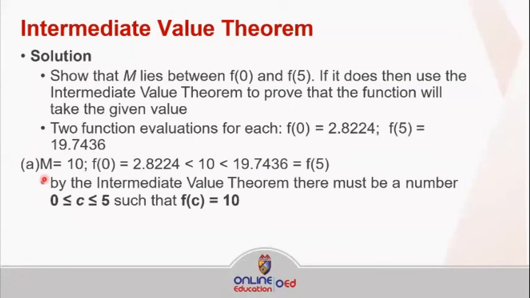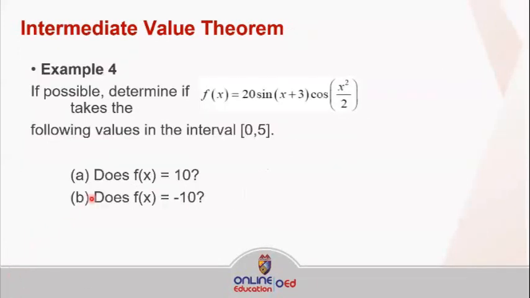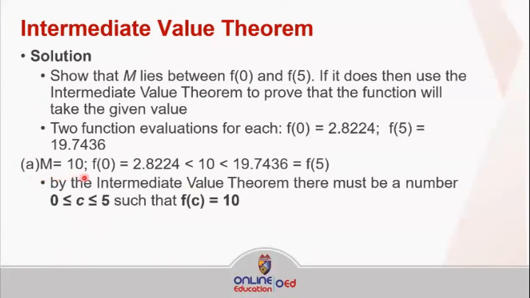Then for the problem number 1, letter E, we need to know kung yung f of x natin is 10, and for the next, if yung f of x natin is negative 10. For the letter A daw, yung M natin is 10, we have yung f of 0 natin is 2.8224 less than 10 less than 19.7436. So, yung value natin is in between naman siya, yung 10 na value na to. Therefore, by the Intermediate Value Theorem, there must be a number c, 0 less than or equal c less than or equal 5, such that yung f of c natin is equal sa 10. So, pasok naman siya dun sa range.